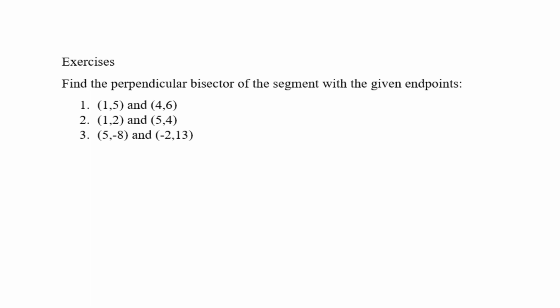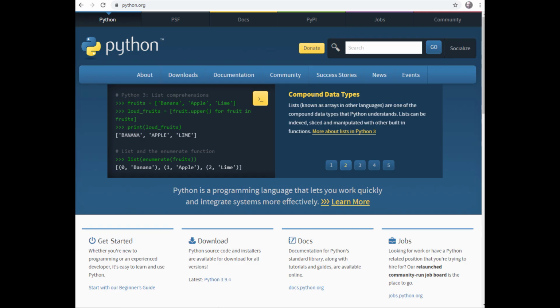Here's a few problems students are expected to solve algebraically. The first step to solving a problem using a computer is doing it by hand. We'll do it by hand to figure out the method, and then teach that method to the computer. We'll be using the Python programming language. First problem is find the perpendicular bisector of the segment with the endpoints 1, 5 and 4, 6. We can graph this by hand to get an approximate answer.